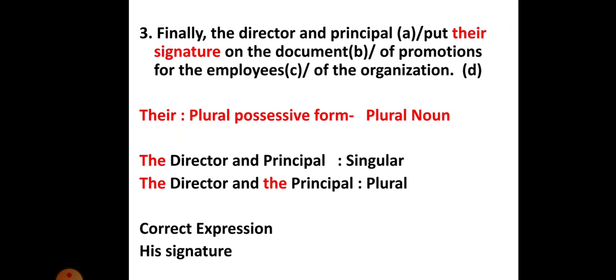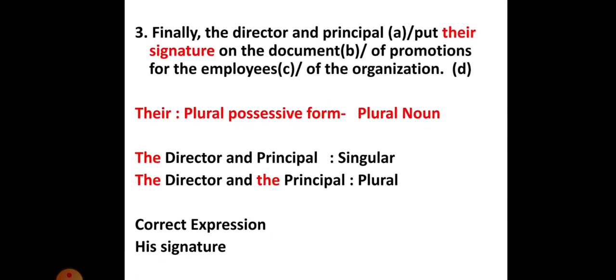Is it singular or plural? Remember, the director and principal is singular because you have used only one definite article, the. So if you want to convert it into plural, it should be the director and the principal. So when you use two definite articles before every designation, you have got two designations here, and each designation is preceded by the, then it should be considered as plural. The director and principal, there is only one definite article, so it should be singular. The director and the principal, there are two definite articles used before two designations, so it should be considered as plural. So here the correct expression is, the director and principal put his signature, since the director and principal is singular. Remember, very very important, usage of the definite article the.